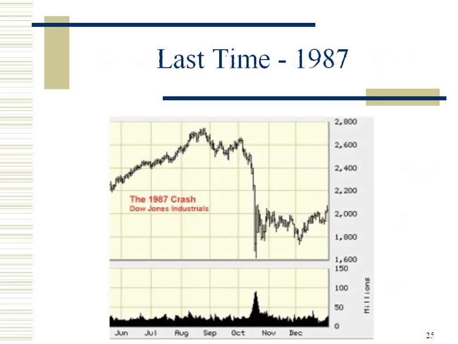The last time we saw something like this that I recall was back in 1987 when the market kind of tanked like that, and that shows you kind of what the graph looked like. You can see where it spiked down significantly. The Dow went all the way down to almost the 1600. It was just in a few minutes, just kind of like what we saw the other day.